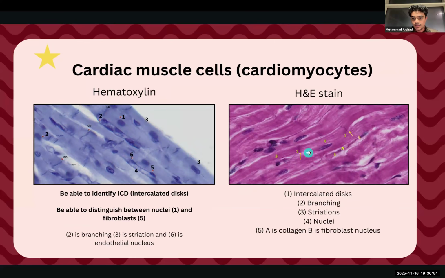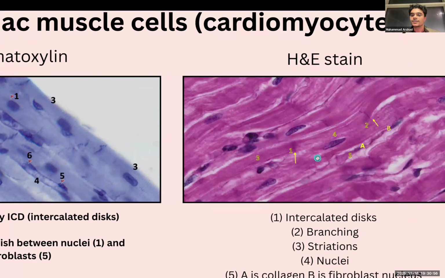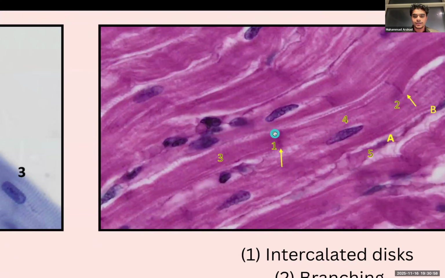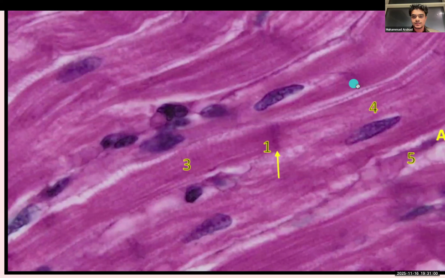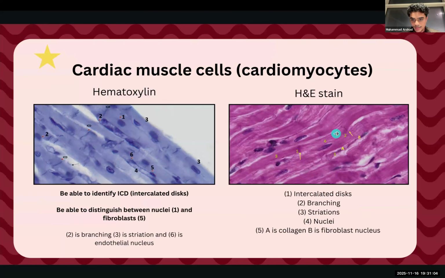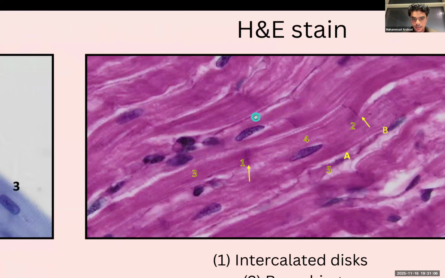And then on the H&E stain, you can see this is clearly an intercalated disc. This is an intercalated disc. Again, it's horizontal, flat, and thin. And then these are the nuclei. So nuclei, nuclei, nuclei. And again, they're a bit bigger and a bit thicker as opposed to this B over here, which is referring to the fibroblast nuclei.